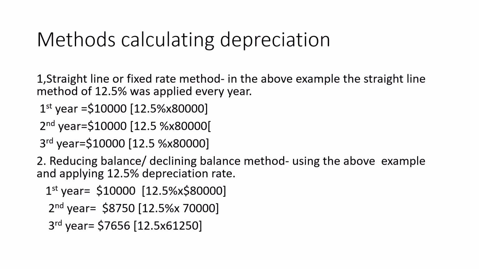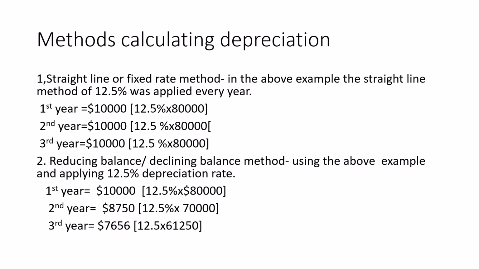So we want to look at methods of calculating depreciation. There are several methods. One of them is the straight line or fixed rate method. In the example that we have had above, the straight line method of 12.5% was applied every year. We calculated the depreciation for the first 3 years. The first year depreciation will be $10,000, calculated as 12.5% times $80,000. It is a fixed rate method, so the depreciation that we get every year is constant. For the first 3 years, the depreciation will be 10,000, 10,000, 10,000.